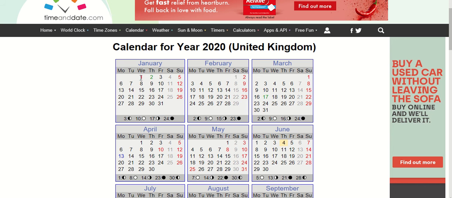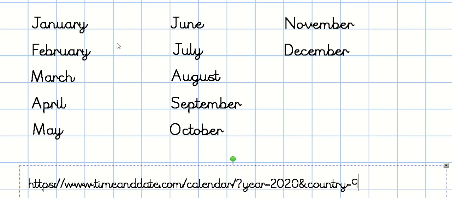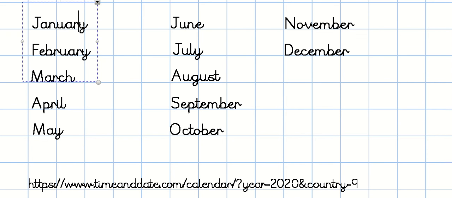So we can see that starting on January the 1st, January has 31 days. So January the 1st, 2nd, 3rd, 4th, 5th, and if we keep going, we go all the way to 31. So we're then going to go back to this page here, and we're going to say that January has 31 days. Now we're going to look at February.